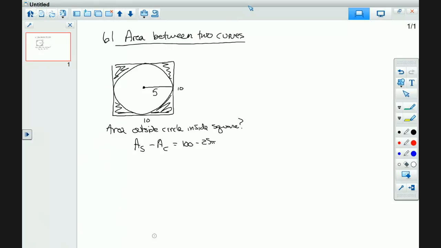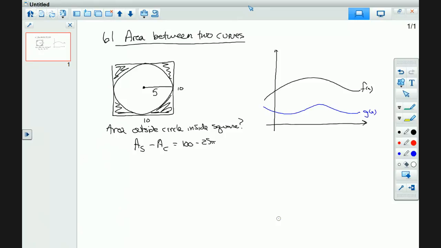Now, what if I gave you a function f and I gave you a function g? Okay, from, let's call this, 1 to 3. What is the area between the two curves?